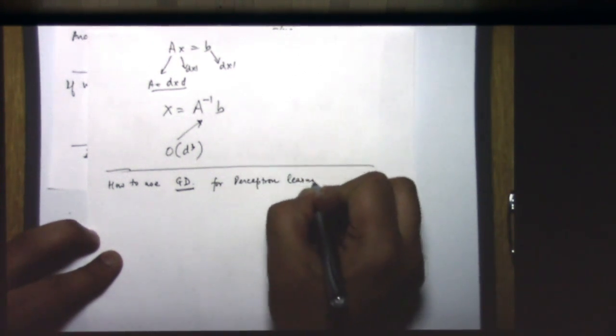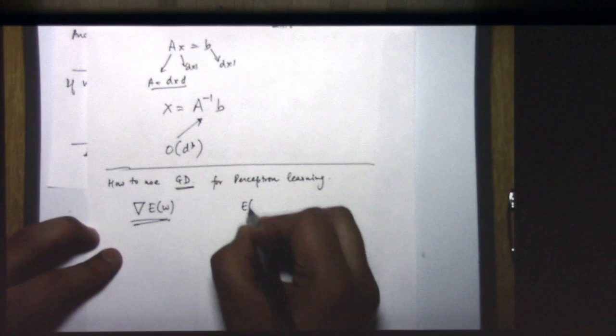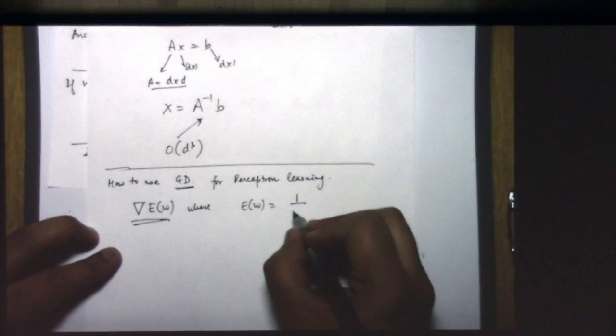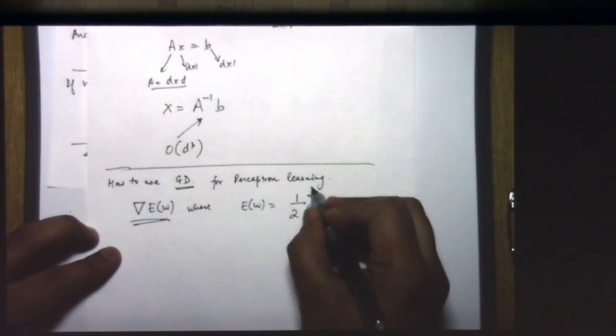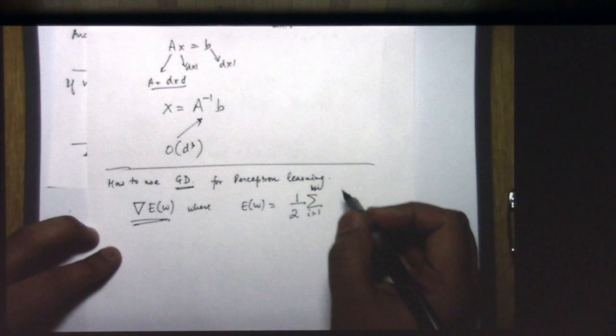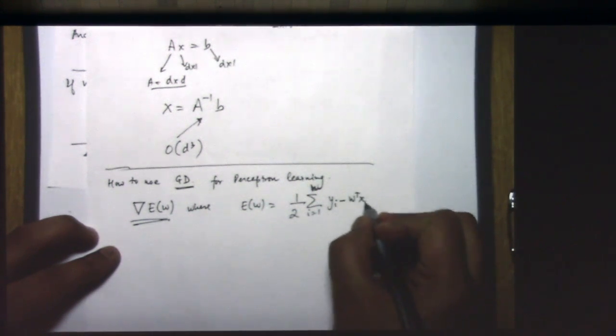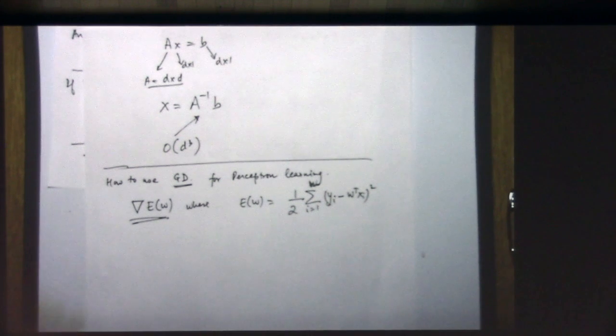All right, so the basic algorithm will stay. The only thing that we need is to compute the gradient of E of W, where E of W is equal to 1 by 2 summation i equal to 1 through n, where n is the number of data points we have. Let's assume there are n data points. y_i minus W transpose x_i, squared. All right, so now let's try to do that.